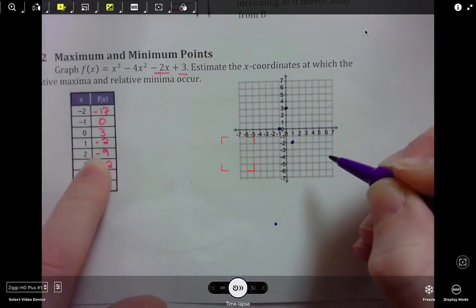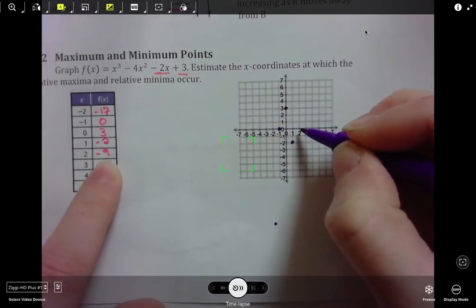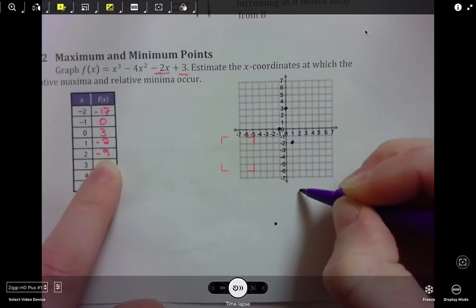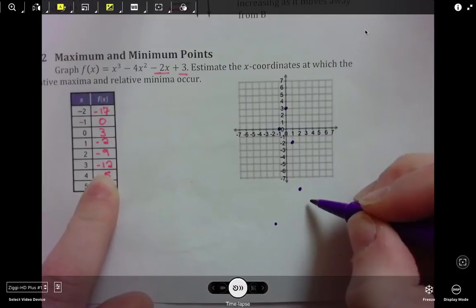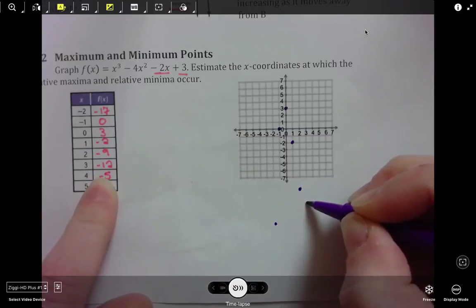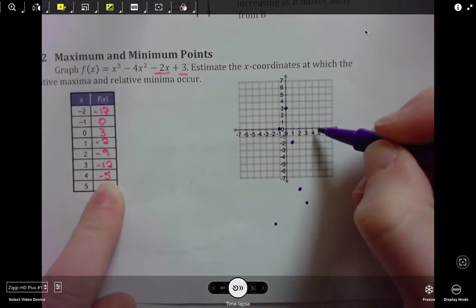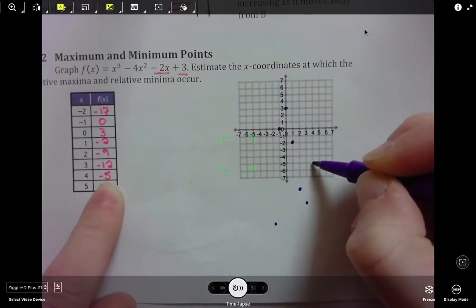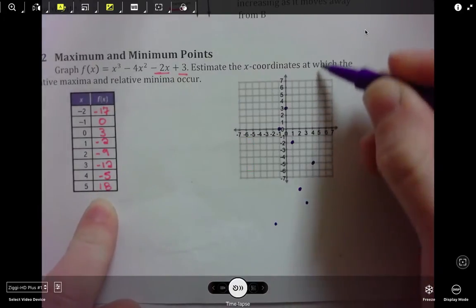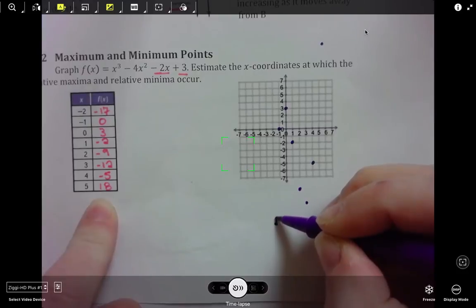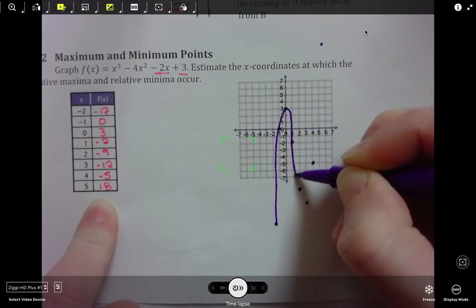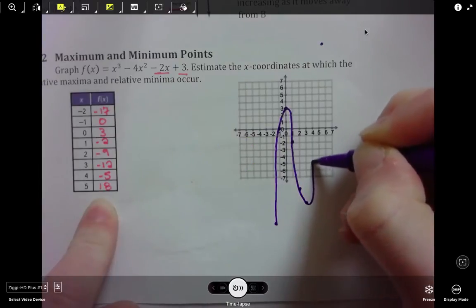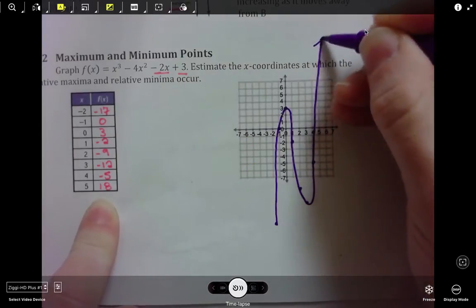I'm plotting these really, really fast, so pause the video if you need to. 2 is at negative 9. 3 is at negative 12. 4 is at negative 5. And 5 is at 18, all the way up here. So we've got this thing going on. Okay, that looks like that.